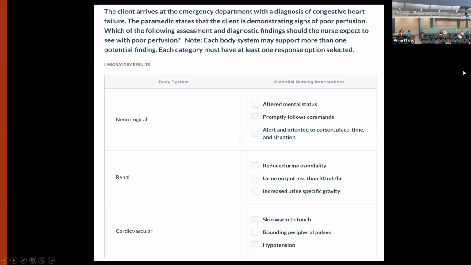So under neuro, we have altered mental status, following commands, and alert and oriented. So which one of those are we going to see in a person that has congestive heart failure? What are the neuro ramifications of this? Altered mental status, right? Why? We have poor perfusion, we have poor cardiac output, getting less oxygen places, okay? We have the kidneys. We have reduced osmolarity, low urine output, less than 30, or increased specific gravity.